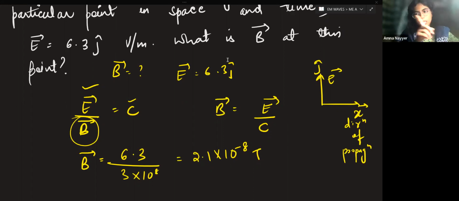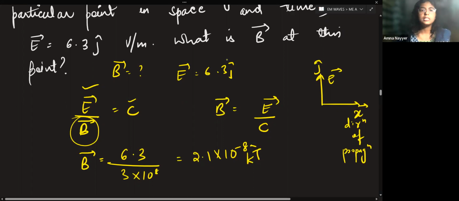Direction of propagation is along x-axis. Electric field is along y-axis. Then magnetic field will be along z-axis. Got it? So here, this will be k cap. Note it down. We'll do one or two questions.